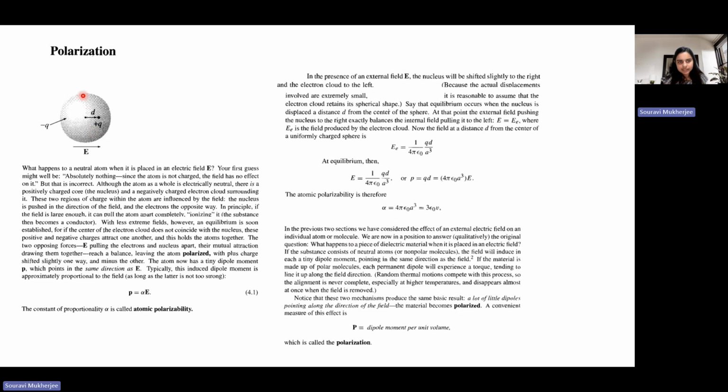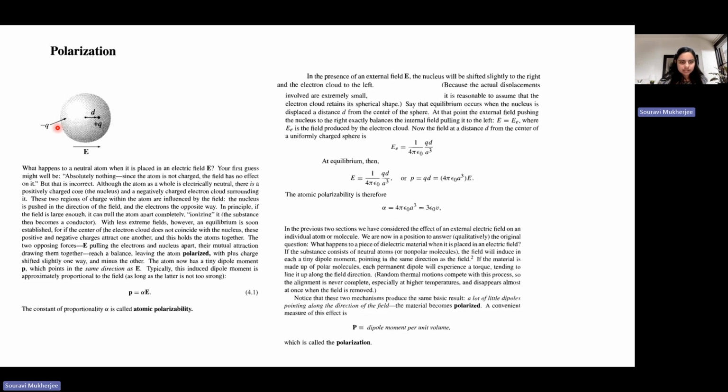So you will have a net positive charge here and a net negative charge here. So you can understand that your atom will get polarized. Similarly, if you have some material, all the atoms in this material will gradually get polarized. So there will be a net polarization per unit volume in the material.